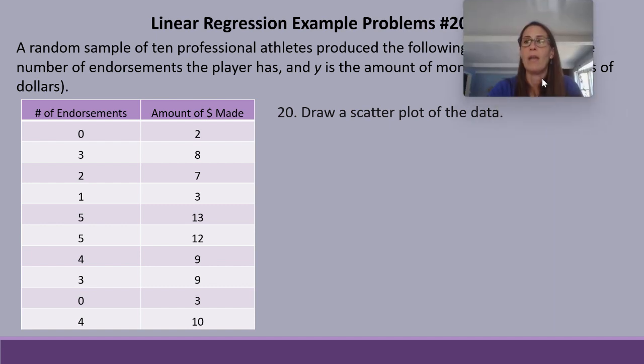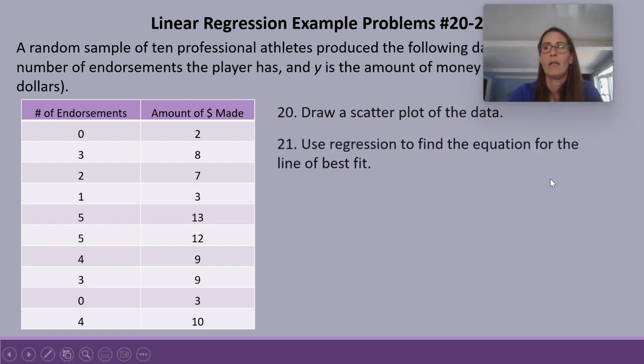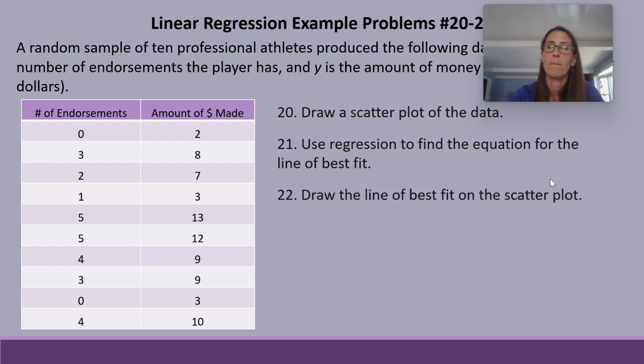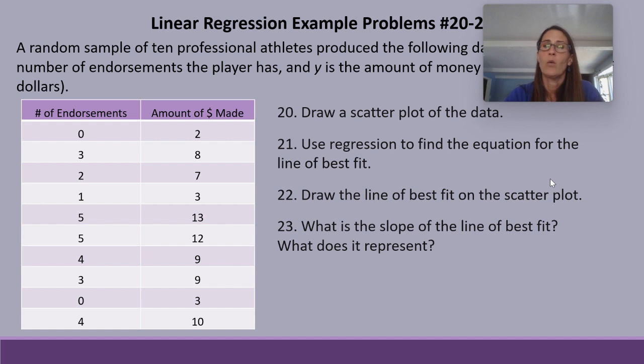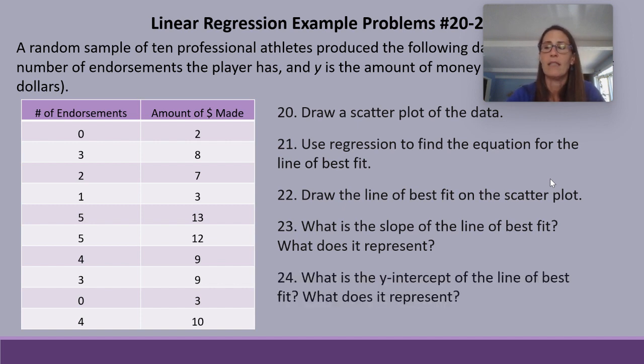We're going to do a scatter plot of the data. We're going to use regression to find an equation for the line of best fit. We're going to draw the line of best fit on the scatter plot. We're going to talk about what is the slope of the line of best fit and what does it represent, and what is the y-intercept of the line of best fit and what does it represent.